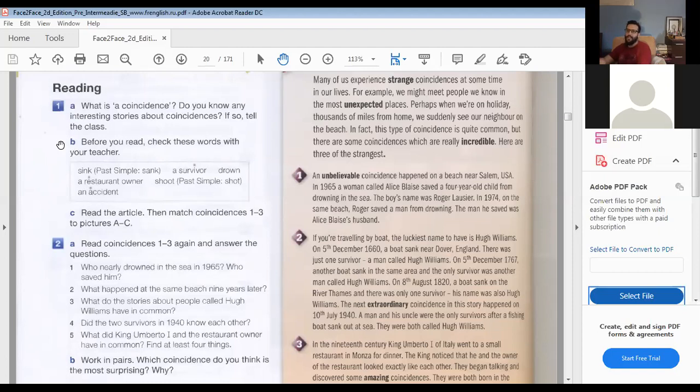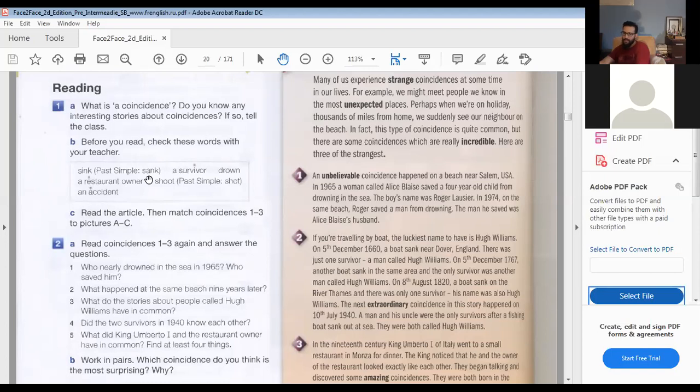All right, okay. So here we're going to read about three very, very interesting coincidences. But before we read, we need to check a few words. So let's see if we understand all of these words first. We have the word sink, and the past is sank. Do you know what sink means? Can you explain it in English?